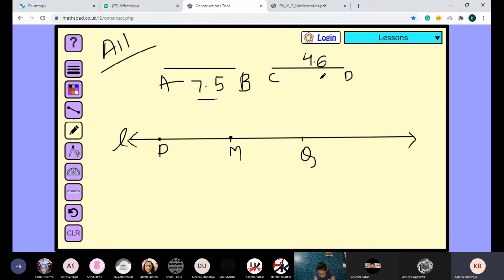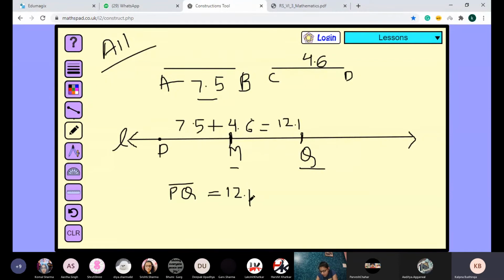We are making PQ with the help of compass only. And remember, in the exam they check whether you have cut with an arc or not. So points M and Q should come from your arcs. The total length of PQ should be 7.5 plus 4.6, which is 12.1. So you construct 12.1, and at the end you should write PQ with a bar because it is a line segment.